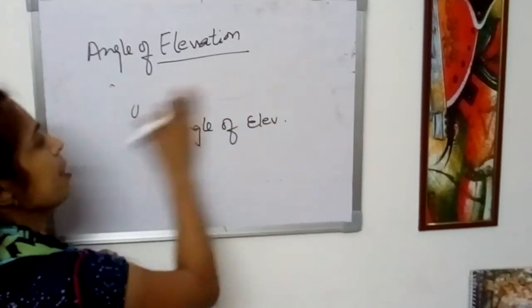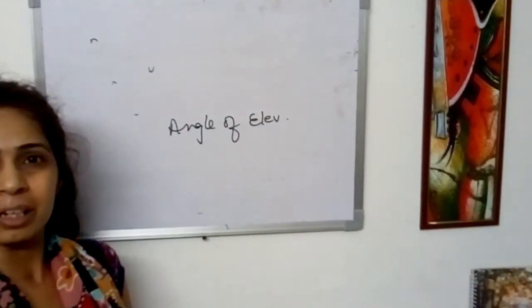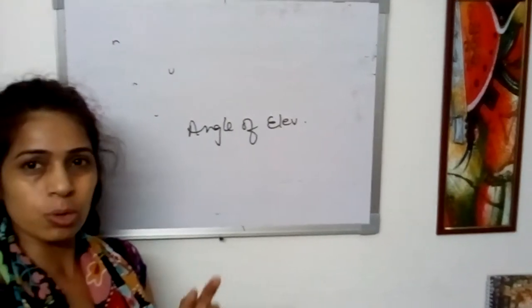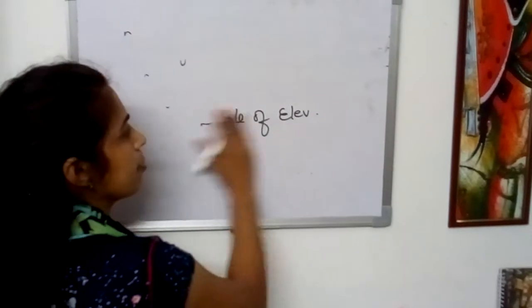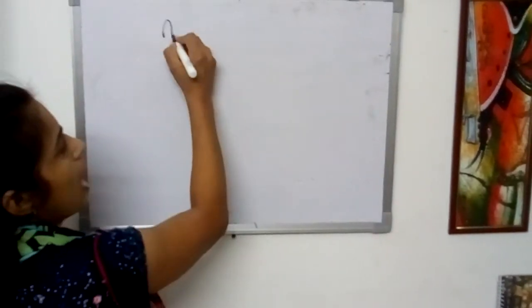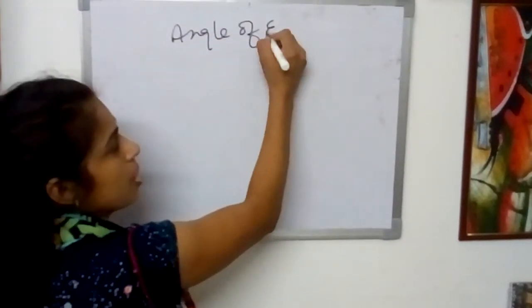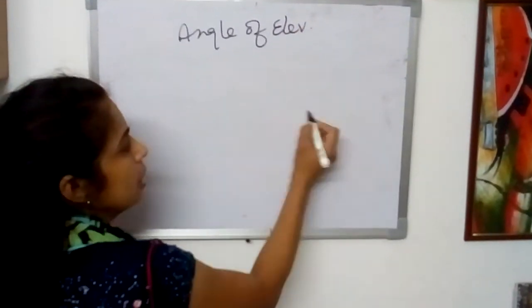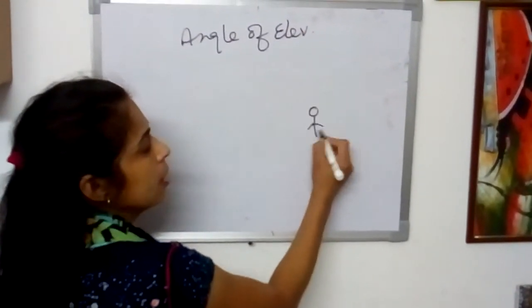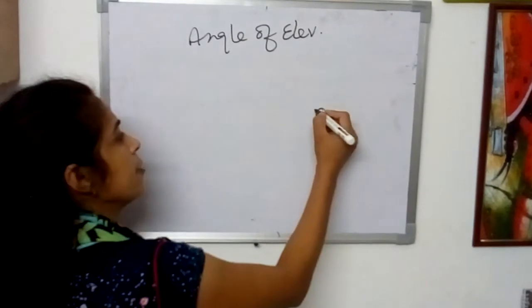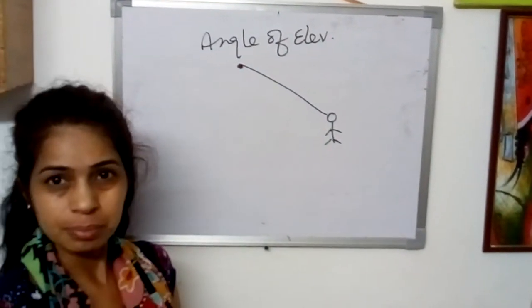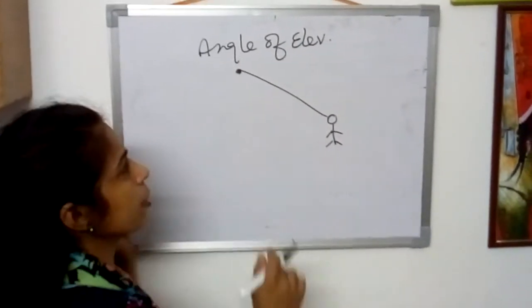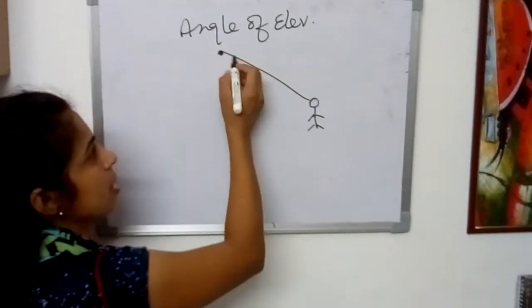Now, you have been using a term like elevator. You have already traveled in metro, so you know what an elevator is. Elevator is a lift. You have been using lift in your buildings also. So angle of elevation means when a person is standing on the ground and viewing an object which is above his height. Okay, so now let us convert it into a triangle, into a mathematical definition.